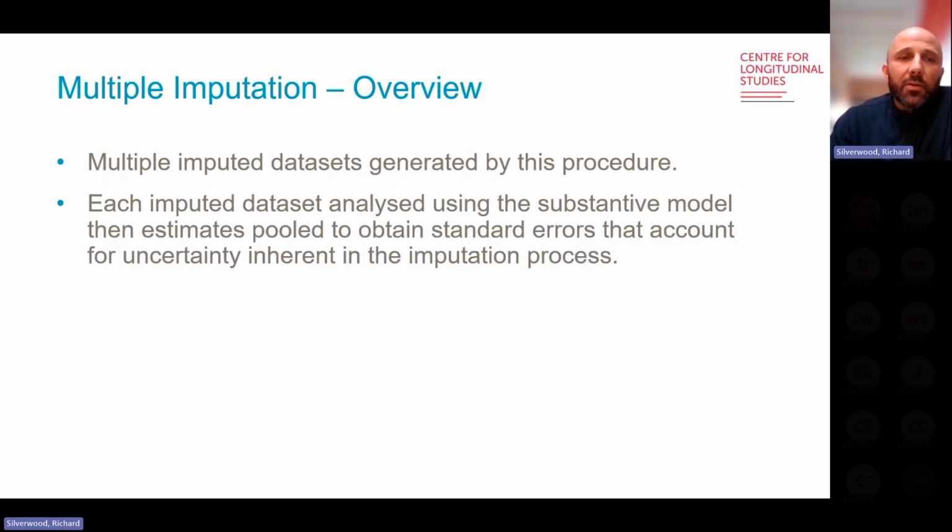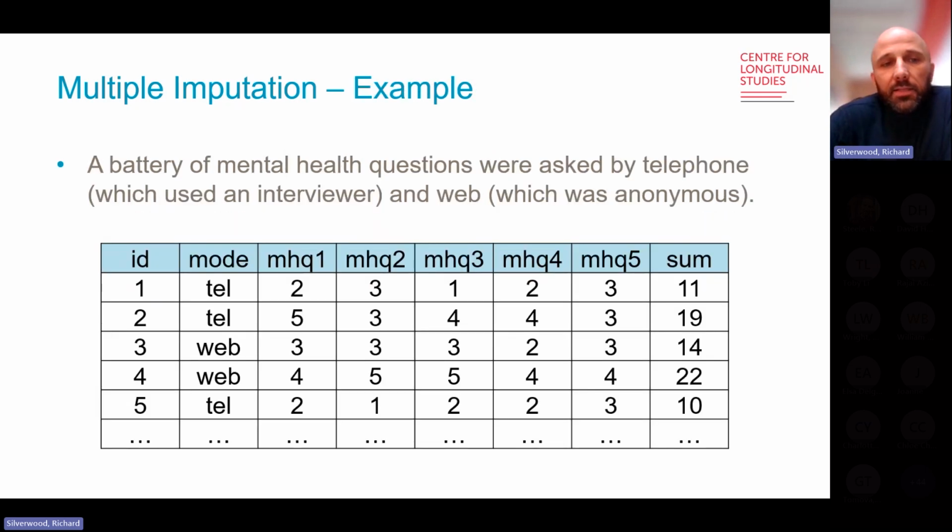So if you're familiar with multiple imputation for dealing with missing data, then perhaps this all sounds very straightforward. You can see we're just artificially creating the missingness and filling it in a very standard way. But let's have a look step by step in case this is less clear to anyone. So let's take a concrete example. We've got a battery of 5 mental health questions here. So in the data set below, these are MHQ1 to MHQ5. They were asked by 2 different modes: telephone, where we're using an interviewer, and web, which is anonymous. And what we're really interested in here is the sum score across these 5 mental health questions. So the final column just sums them.